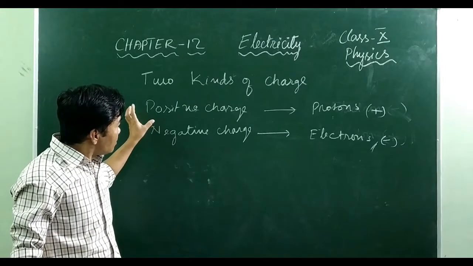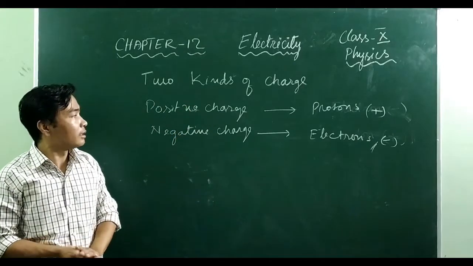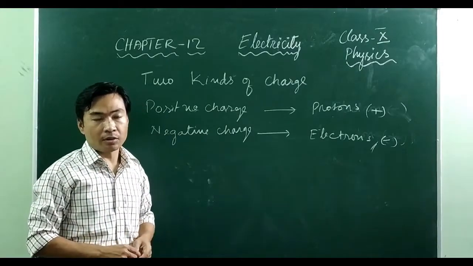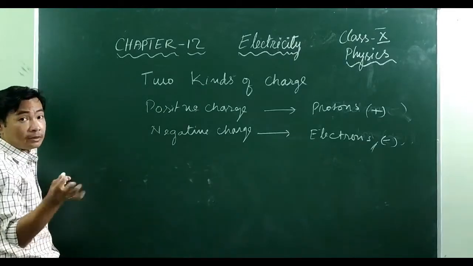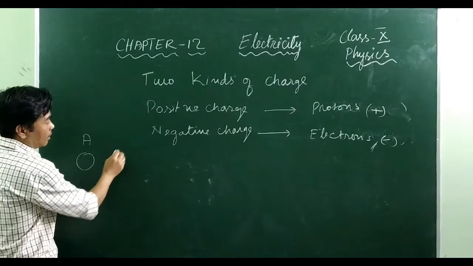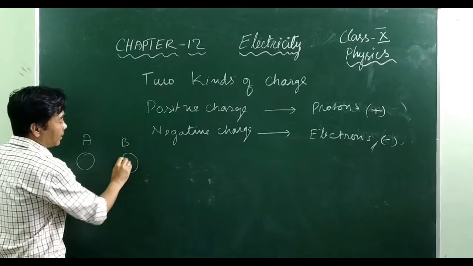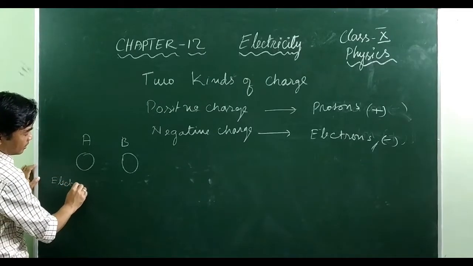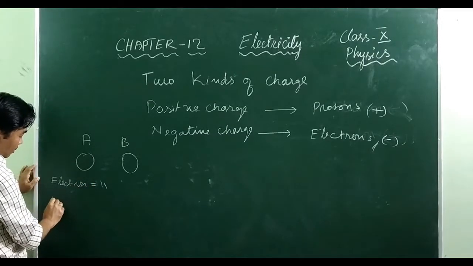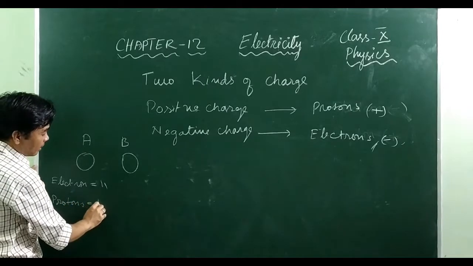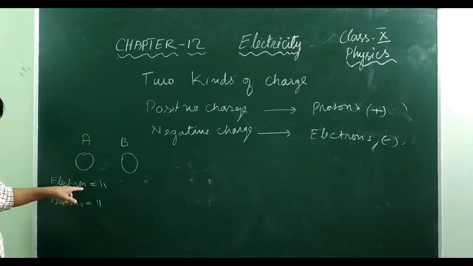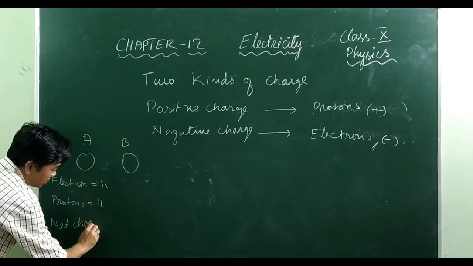Now, how do protons and electrons acquire this property of charge? Let's learn more precisely. Consider two atoms of different substances. Let's say we have atom A and atom B. Let's take a hypothetical example here. Atom A has a number of electrons, let's say 11, and a number of protons, 11. Since the number of electrons and protons are equal, they are equally balanced, so there is no charge. The net charge of this atom is 0.